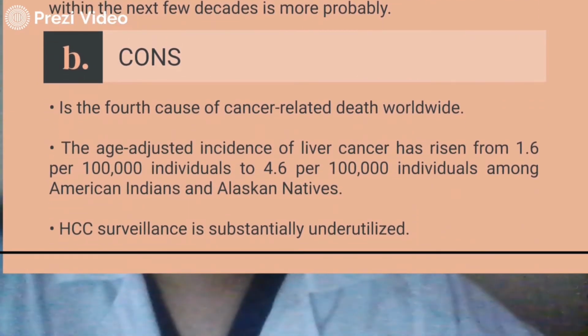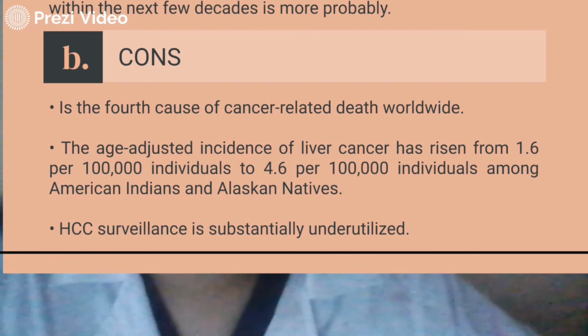Cons. HCC is the fourth cause of cancer-related death worldwide. The age-adjusted incidence of liver cancer has risen from 1.6 per 100,000 individuals to 4.6 per 100,000 individuals among American Indians and Alaskan Natives. HCC surveillance is substantially underutilized.